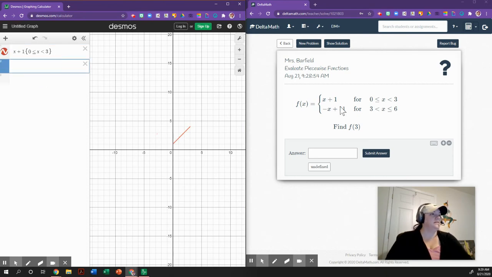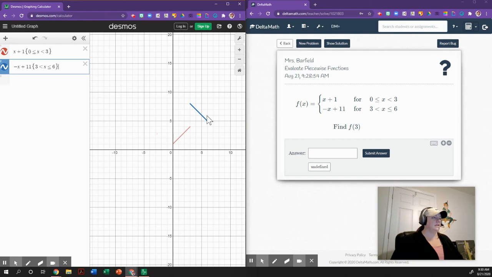So notice what I typed in. I typed in x plus 1, and then curly brackets, I put in the 0 less than or equal to x less than 3. Okay. Now I'm going to do a new line. Negative x plus 11, curly brackets, 3 less than x less than or equal to 6, curly brackets. Okay. So there's my picture. Honestly, I wish this had been the first example, but I'm glad we did the first example.